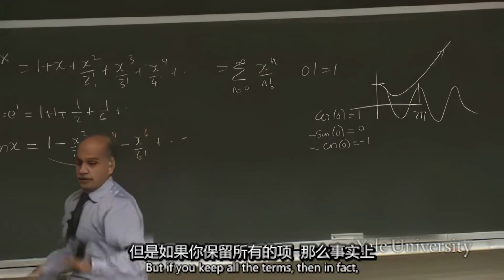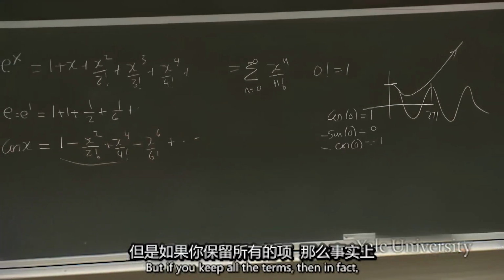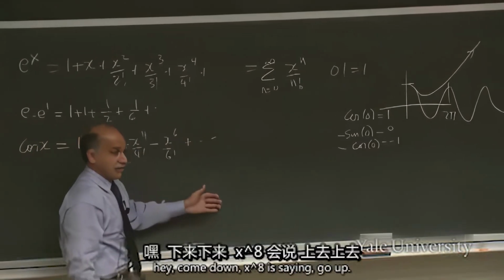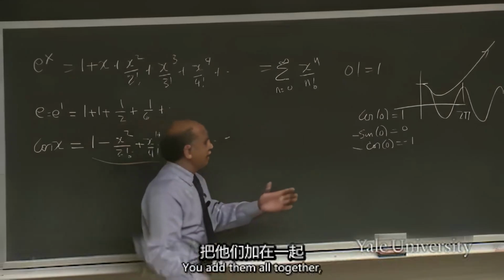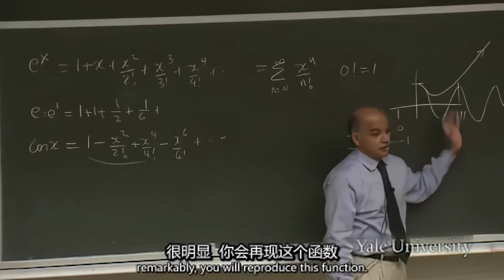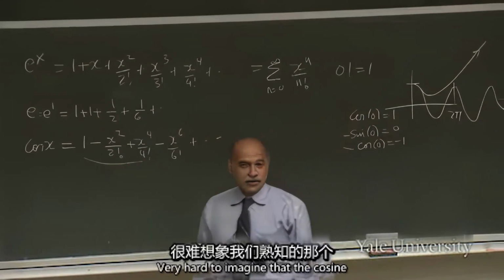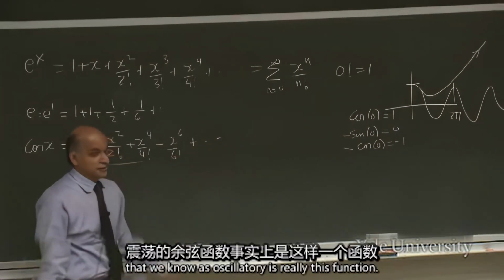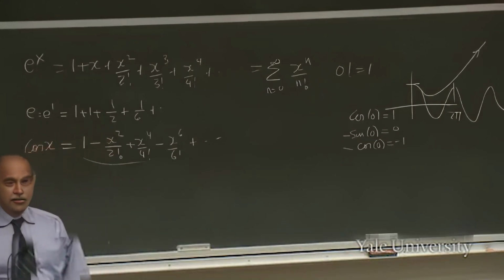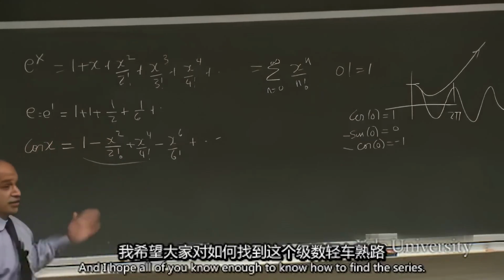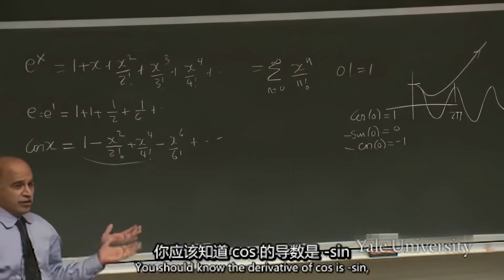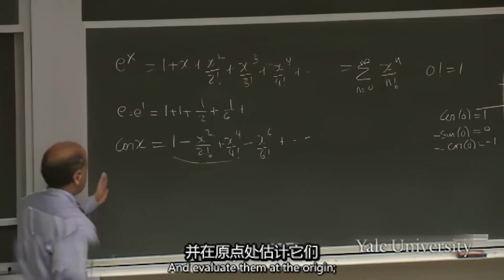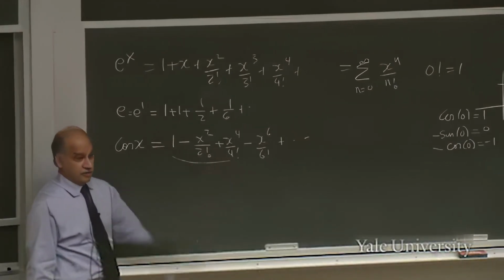But if you keep all the terms, then in fact, even though x to the 4th is taking off, x to the 6th is saying, hey, come down, x to the 8th is saying, go up. You add them all together, remarkably, you will reproduce this function. Very hard to imagine that the cosine that we know as oscillatory is really this function. And I hope all of you know enough to know how to find this series. You should know the derivative of cosine is minus sine, and derivative of sine is cosine, and evaluate them at the origin. I say you can build up the series.